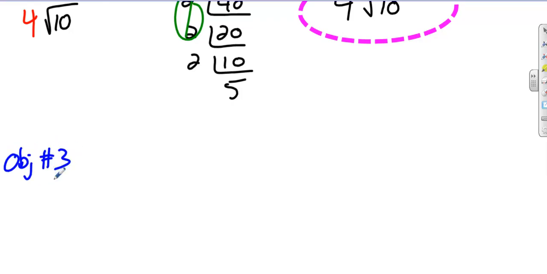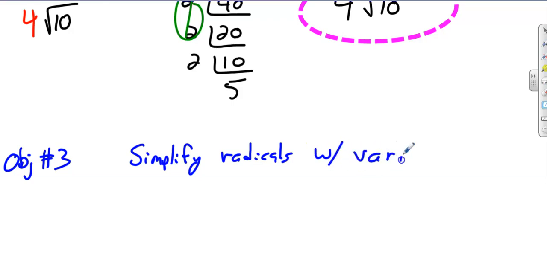Okay, objective 3. Same thing on this one, but now I think they're saying you're simplifying radicals with univariate monomials. Basically means they're throwing letters at you. They're throwing the variables in here. And again, we got the list of the definitions that they give to you here. This one's you're simplifying radicals with variables.